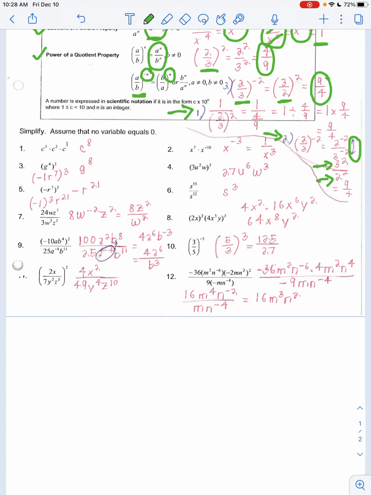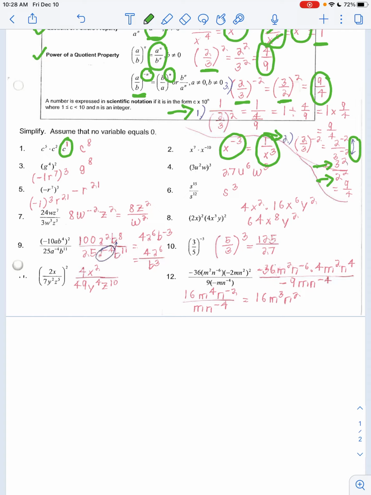For instance, number 1, when you multiply like bases, you just add your exponents. The last c has an implied exponent of 1 that you don't want to overlook, but the end result is you get c to the 8th. Then in 2, when you multiply like bases and add the exponents, that produces x to the negative third. But of course, we don't want to leave our answer with a negative exponent, so we rewrite it using the negative exponent property as 1 over x cubed.